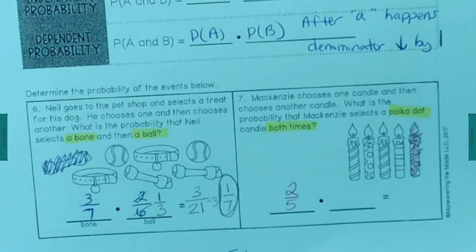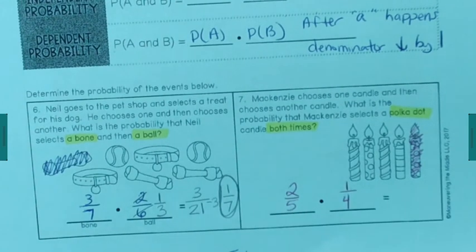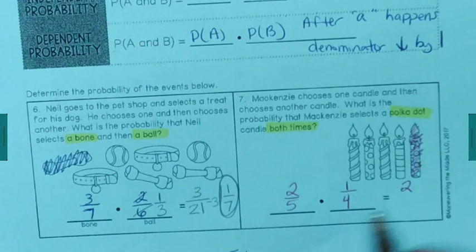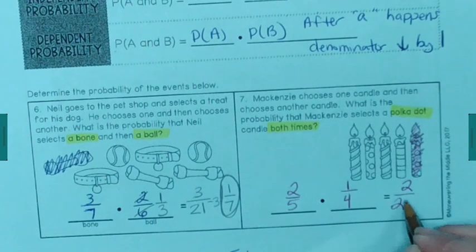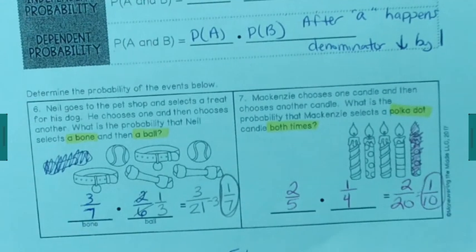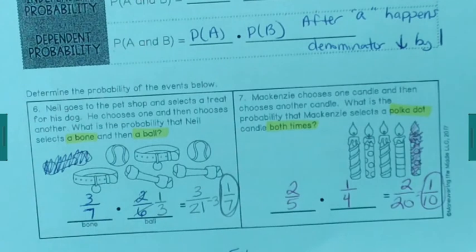Now how many polka dots are there? 1 out of 4. Okay, these are little numbers, so we can multiply. 2 times 1 is 2. 5 times 4 is 20, which equals 1/10. Now again, you could have simplified those 2 and 4, but these are small numbers. If it's small numbers, I don't usually mess with it, but those big numbers are where you want to make sure you cross simplify. Okay? All right, now let's look at the back.